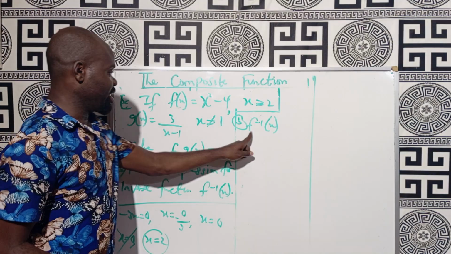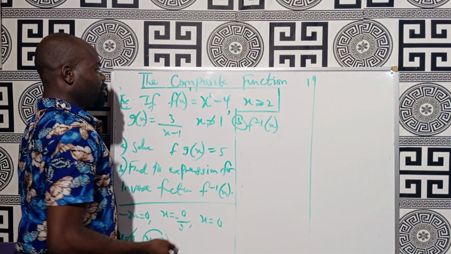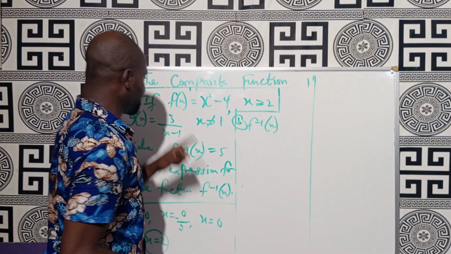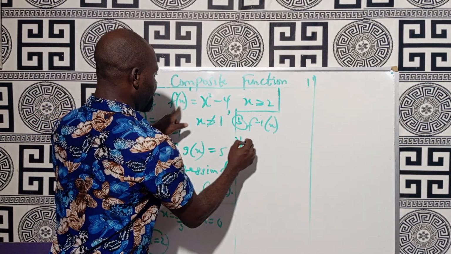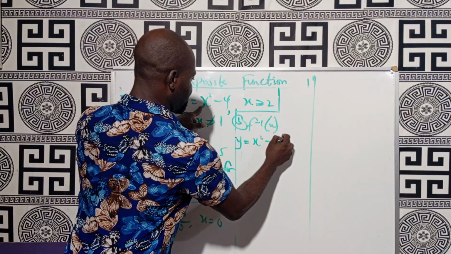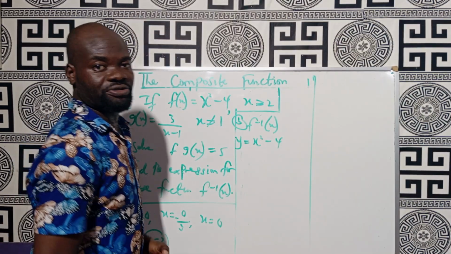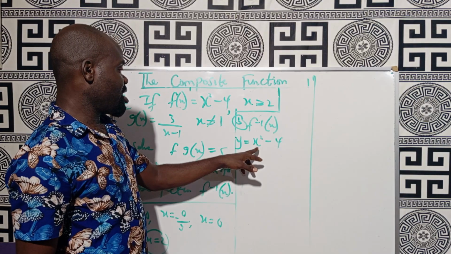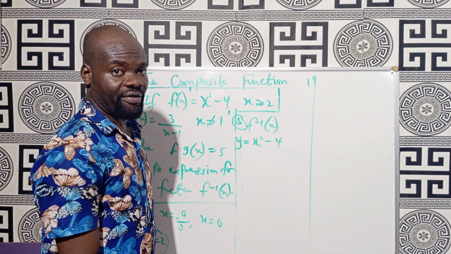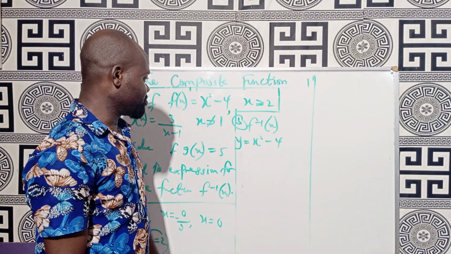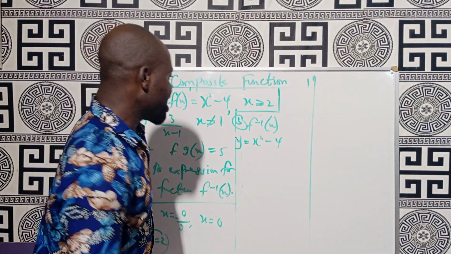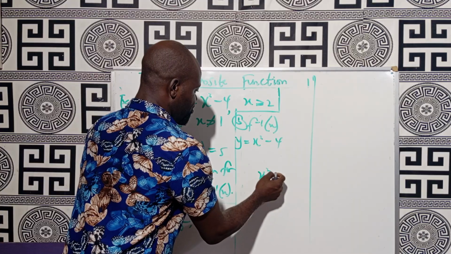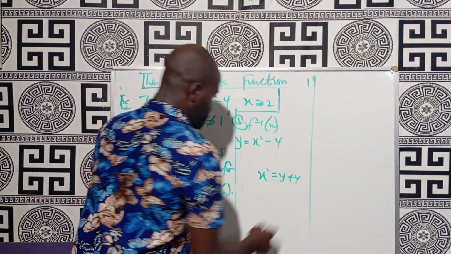So the same pattern for inverse. Don't forget, you make your f of x to be y. That's y equals x squared minus 4. Now, what are we going to do? If you follow our pattern, that means you make your x the subject of the formula. Understood? So let's do that. If you do that, that's going to be what? x squared equals y plus 4.